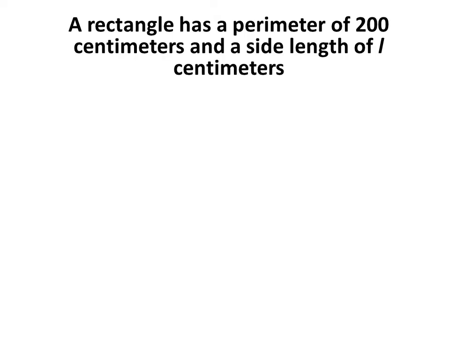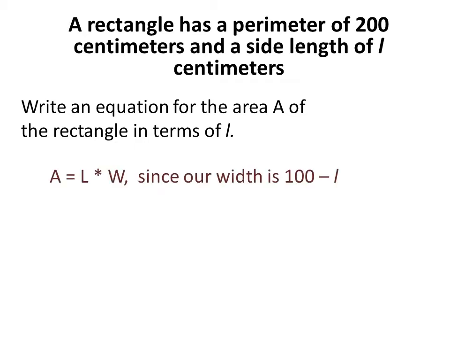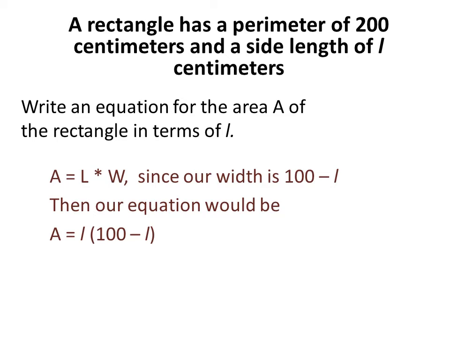Next, same information. This time we need to write an equation of the area of the rectangle in terms of the length. Well, we know that area is length times width, but since our width is 100 minus L, all we have to do is substitute that into our equation for W, and we get area equals length times (100 minus L). Notice the parentheses around the 100 minus L, and that would be your equation. You don't have to simplify. You do not have to use the distributive property. You can just leave it as is.